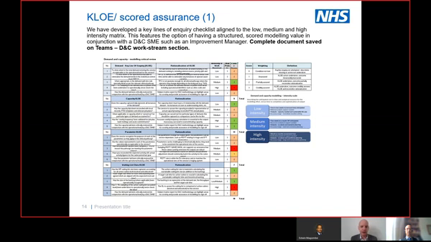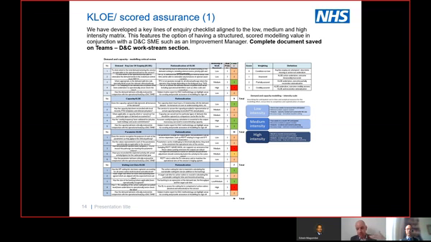We've also developed a scored assurance system, so a key lines of inquiry / scored assurance system. This chops up the model into its 5 components and essentially lays out some key lines of inquiry around the demand tab, around the capacity tab, around the parameters tab, and around the waiting list tab if you're dealing with first outpatients. And then we've got a scoring system aligned to the low, medium, and high intensity so that we can have an understanding of the quality of the modeling that's been undertaken.